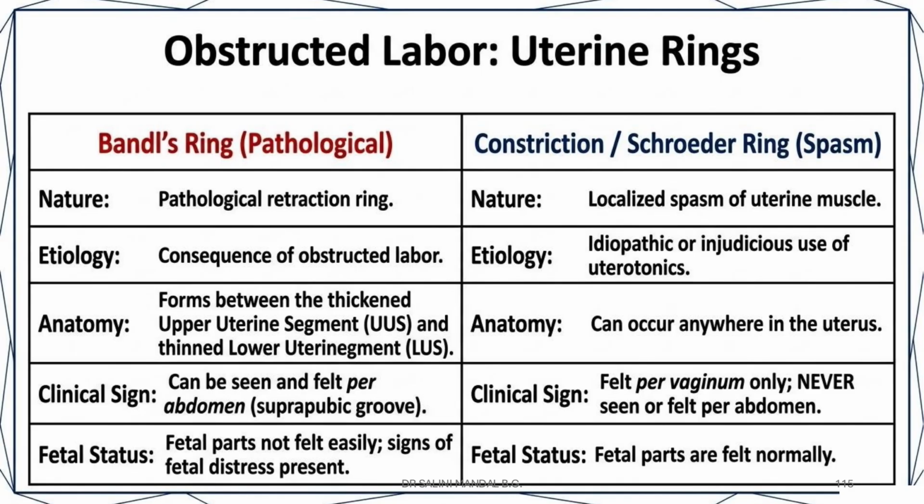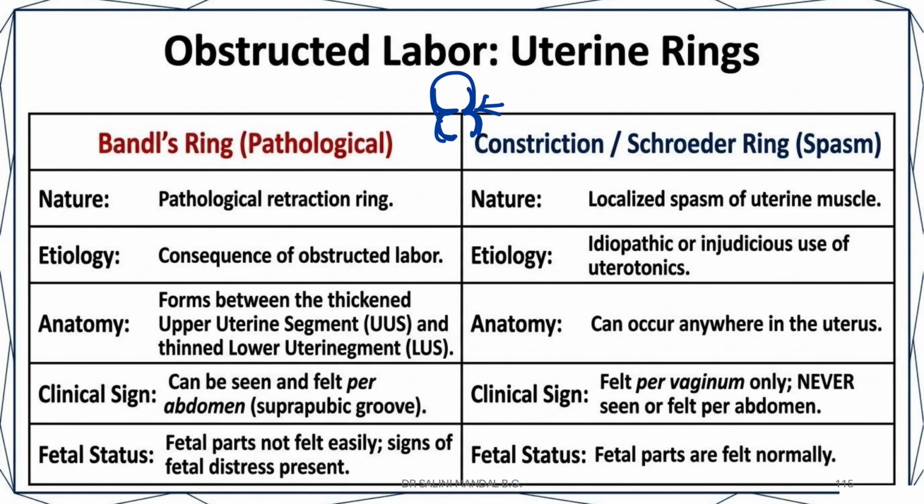So let's see a little about obstructed labor. Basically we have something called a Bandl's ring, which is a pathological one, and a constriction or Schroeder's ring. The pathological retraction ring is what we call Bandl's ring. It is a consequence of obstructed labor. An obstruction, a band, is formed between the thickened upper uterine segment and the thin lower uterine segment. There will be a complete demarcation over here.